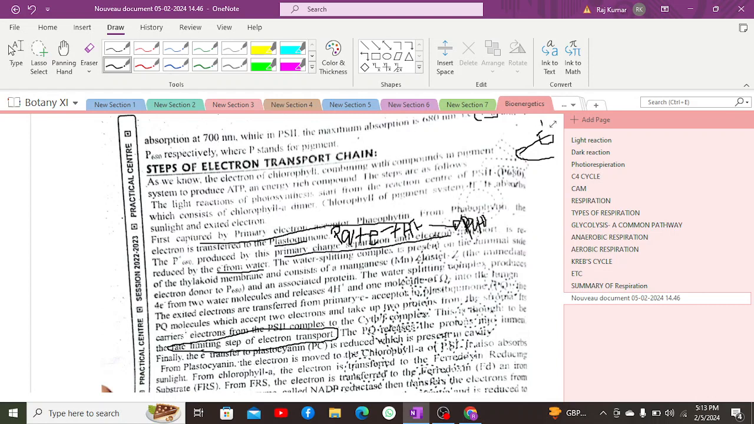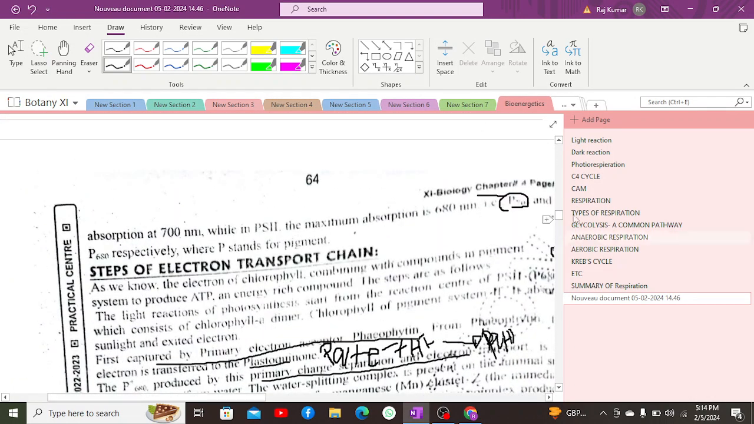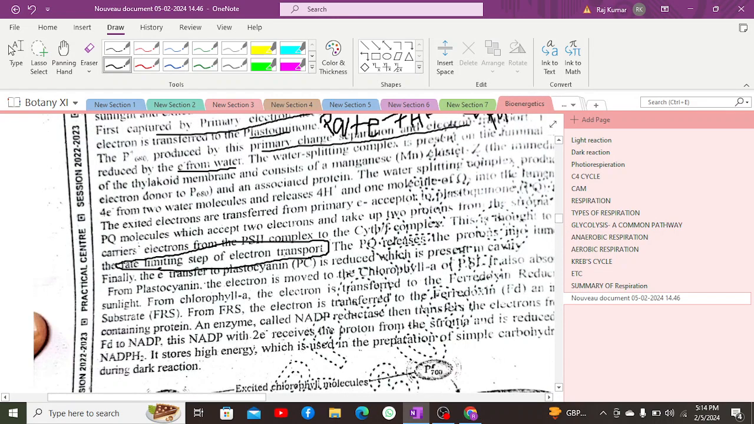Now plastoquinone releases the protons into the lumen. Plastoquinone transfers a proton as well as electron to the cytochrome BF complex, which pumps the proton into the thylakoid space, while the electron is then passed from the cytochrome BF complex to plastocyanin, due to which plastocyanin becomes reduced, and plastocyanin now transfers this electron towards chlorophyll A naught.